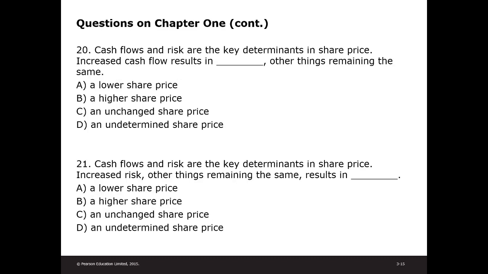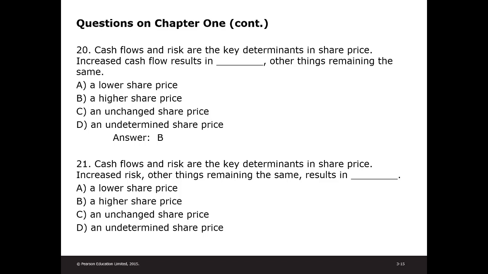Next question. Cash flows and risk are the key determinants in share price. Increased cash flow results in a lower share price, a higher share price, an unchanged share price, or an undetermined share price? Of course, other things remaining the same, whenever the cash flows increase, the company has more cash, and this means more profits. So this will result in a higher share price. So the answer would be B.